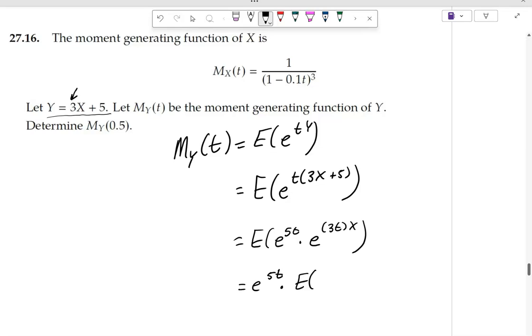And I have expected value of e to the 3t times X. And now this is just the moment generating function for X with t replaced with 3t, isn't it? Okay. So you have e to the 5t times 1 over 1 minus 0.1 times 3t cubed.